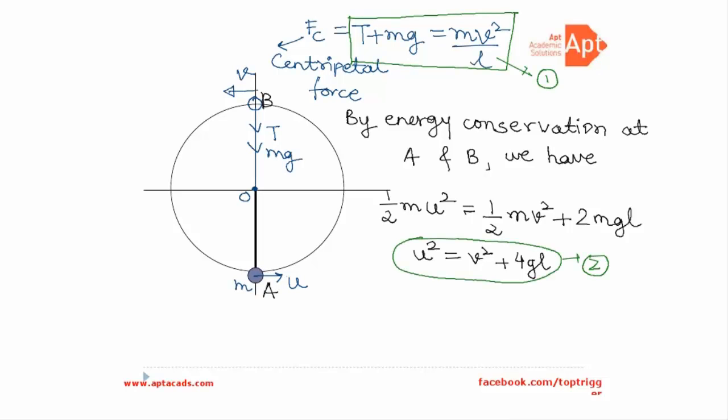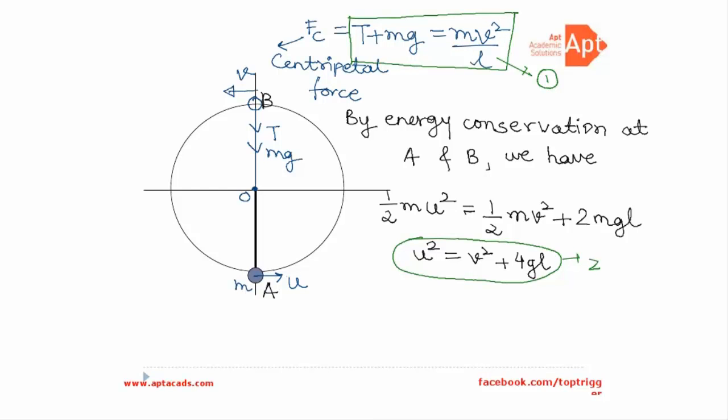Now let's discuss this equation. We want to find the minimum value of u. Minimum value of u is there for v minimum. U is minimum when v is minimum, because this 4 is a constant, g is a constant, and L is a constant. So the minimum value of u depends on the value of v. But the value of v depends on what? This mg is a constant, but definitely this T can be a variable.